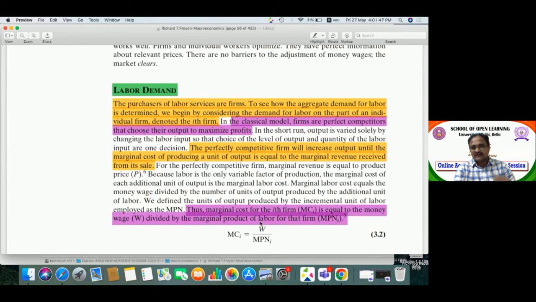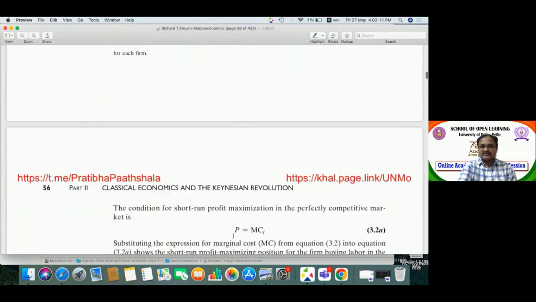So we define the output produced by the additional unit of labor employed as MPN. So how can you divide by the MPN? The producers are always looking into what is the cost of production, what is the wage rate, and what is the labor productivity. What is the point? So MC is equal to W by MPN. So we can define that equation.